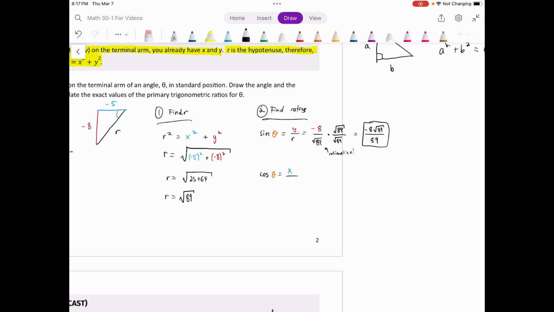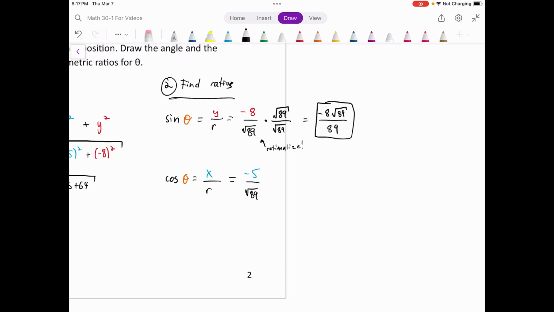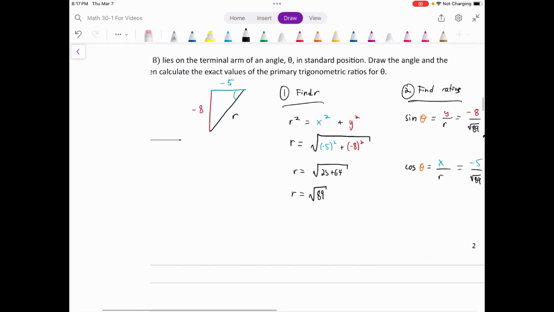CAH. So x over r, we know that x is negative 5, and we know that r is root 89. Once again, I should rationalize that denominator, okay? This is technically right, but the proper form is to rationalize our denominators. So same step, actually. I just need to multiply this by root 89 over root 89, because root 89 times root 89 in the denominator there is just going to become 89, which is a rational number. So this will give me negative 5 root 89 over 89. And there we go. That is the cosine ratio for that angle.